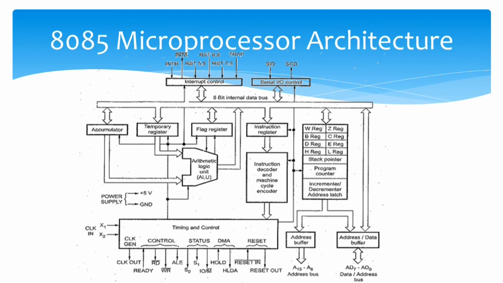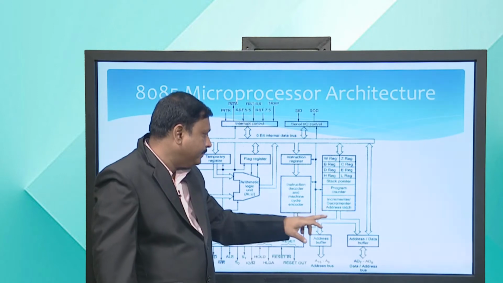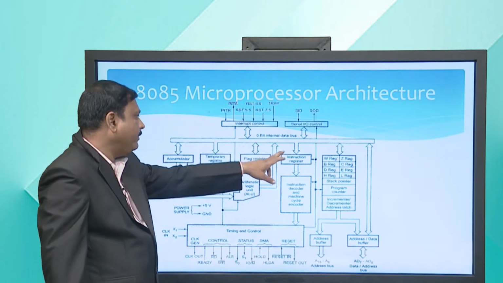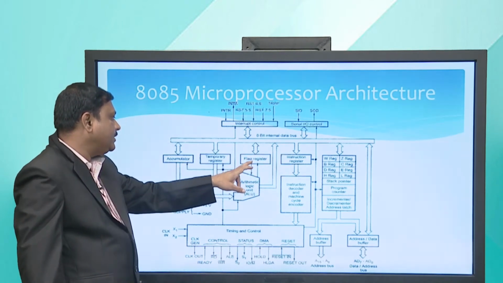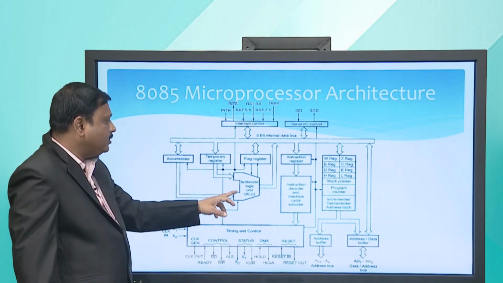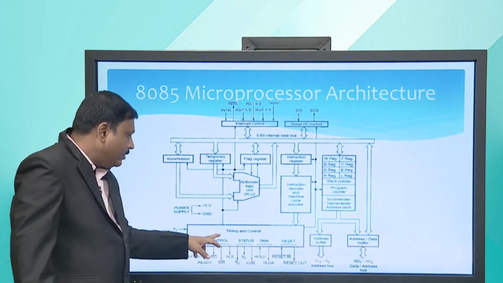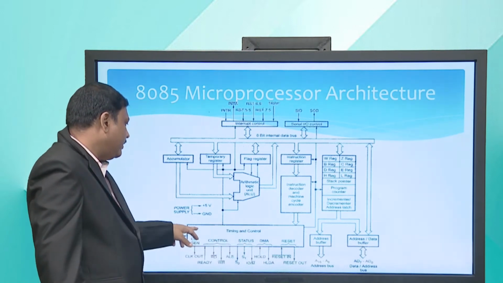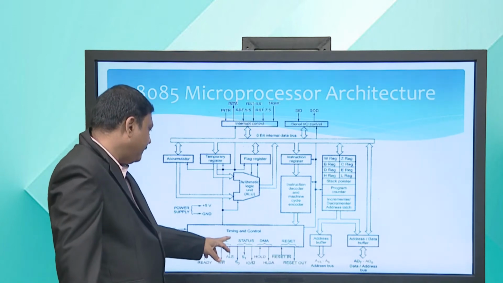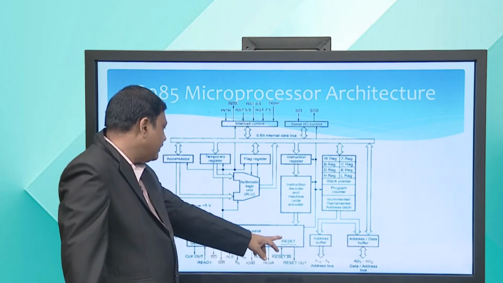Likewise, as we have seen on the screen, it consists of interrupt control, serial IO operations, general purpose registers, stack pointer, program counter, incrementer and decrementer. We have decoder and encoder, instruction register, flag register, temporary register and accumulator. It also has the arithmetic and logic unit that we have discussed, and there are timing and control signals like clock, read, write, status, direct memory access and reset.